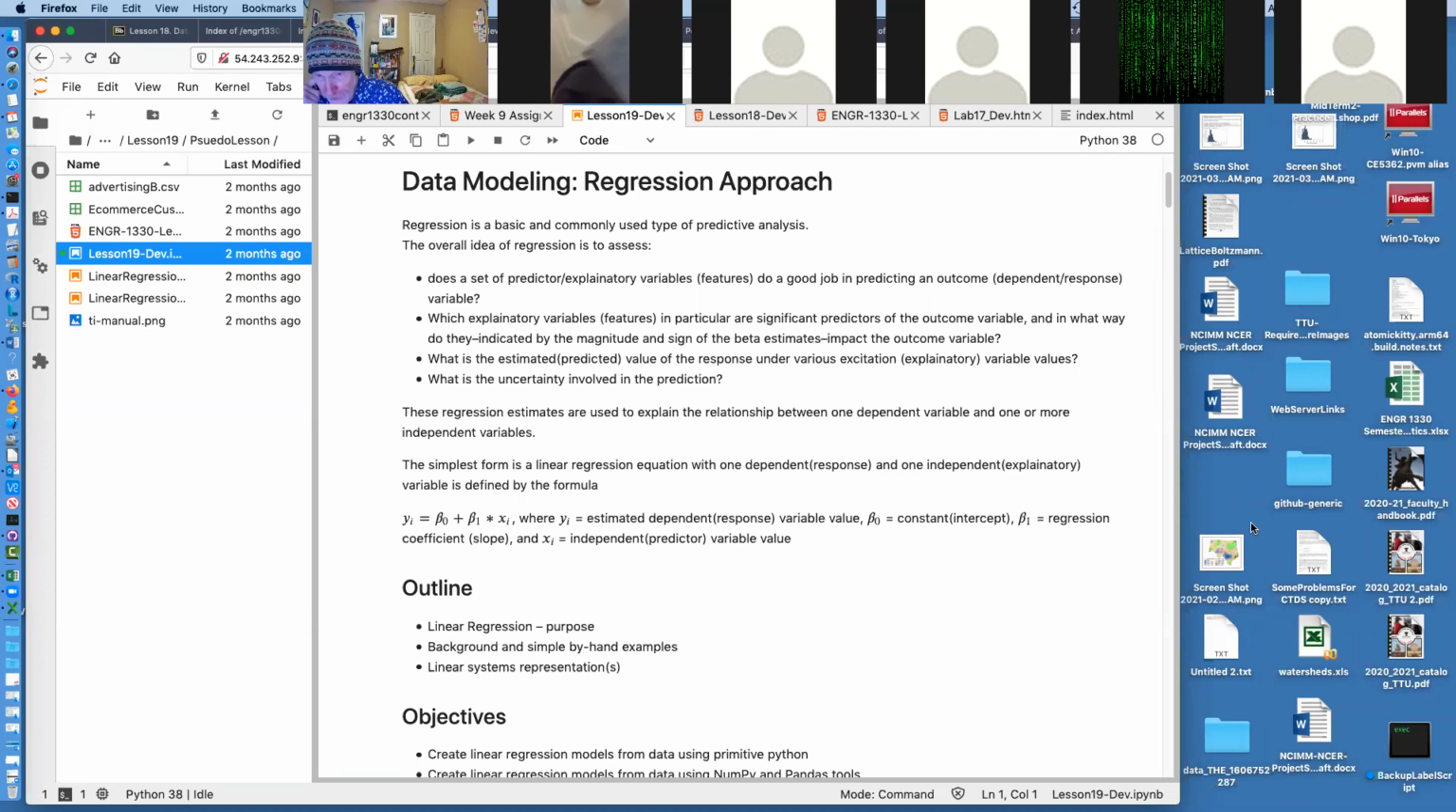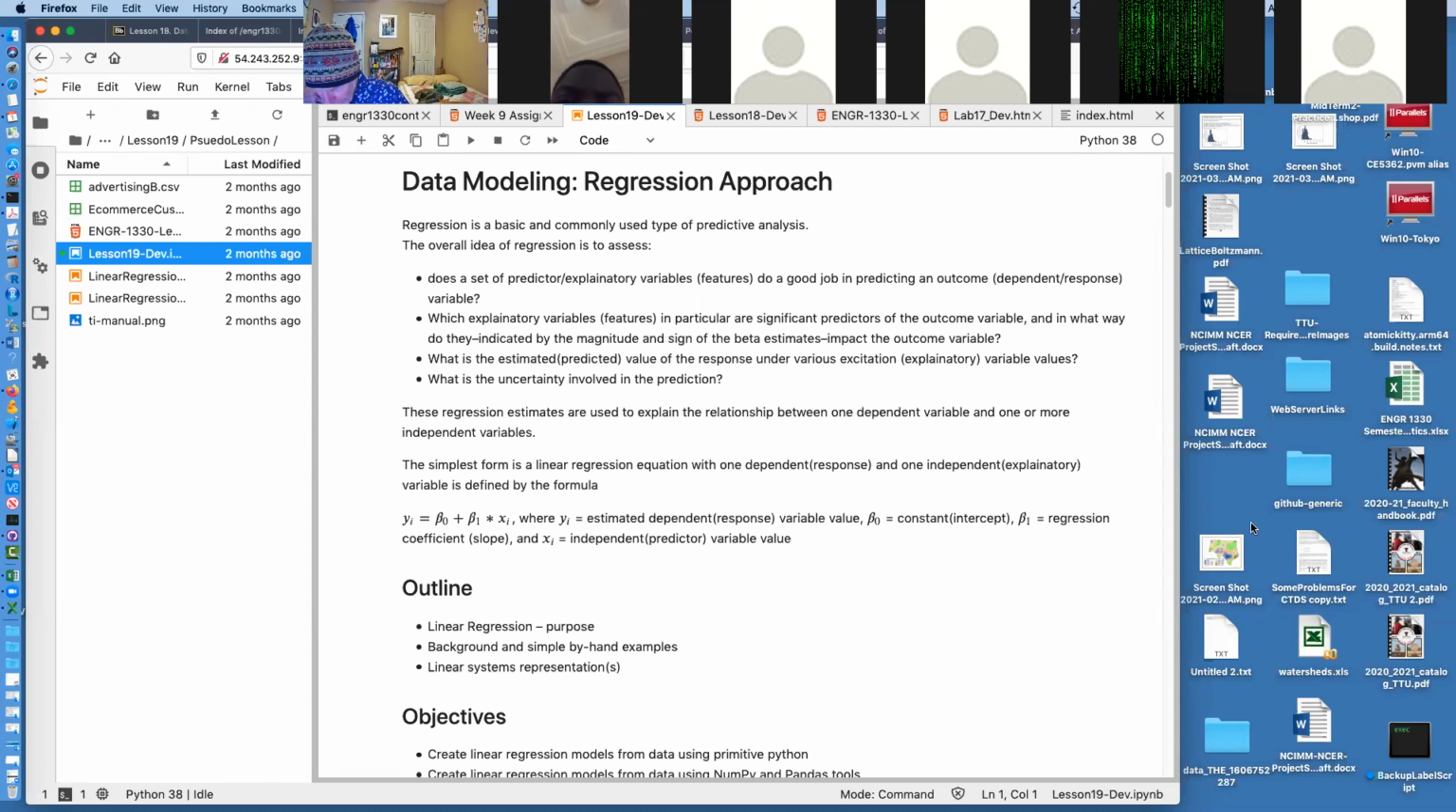So removing a useless variable has quite a bit of computational value, because that's millions of things that don't have to be computed. Another question related to regression is, what is the predicted or the estimated value of the response under various excitation conditions? And we've actually explored that.